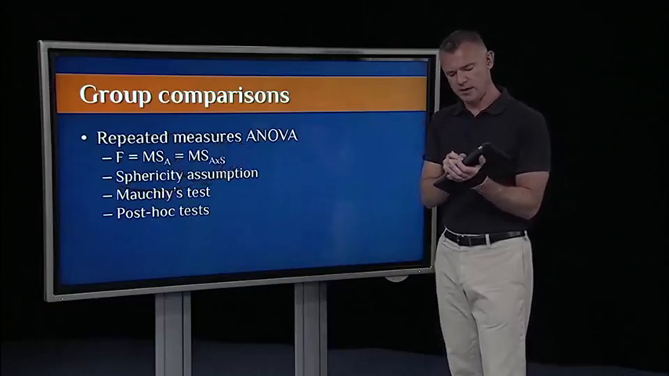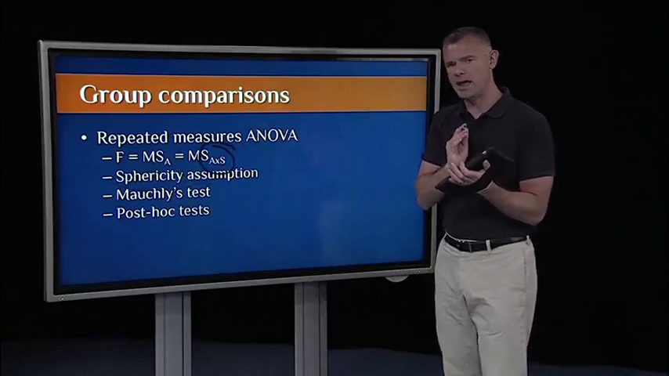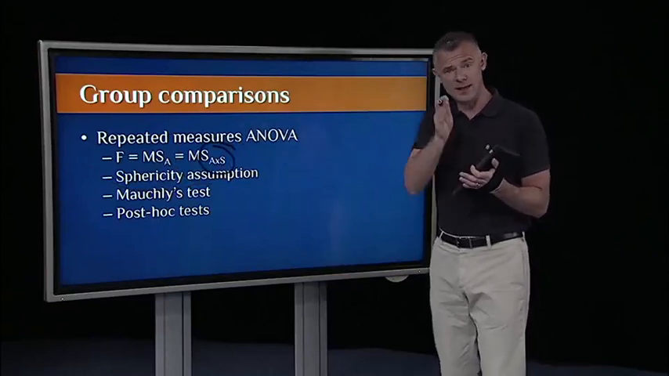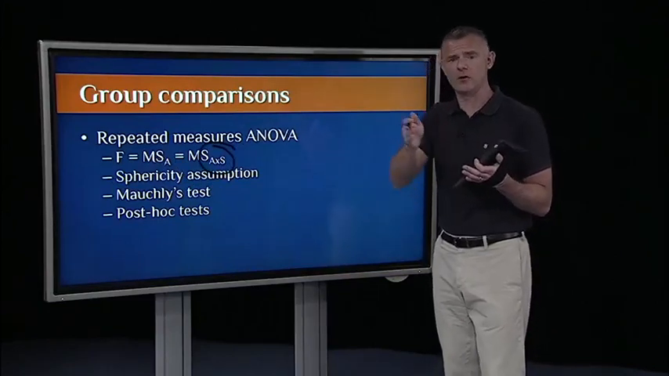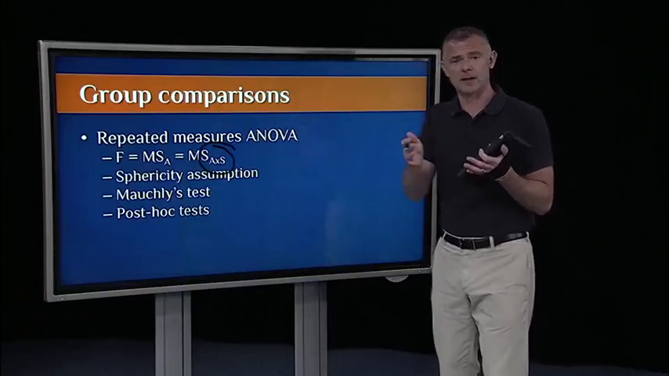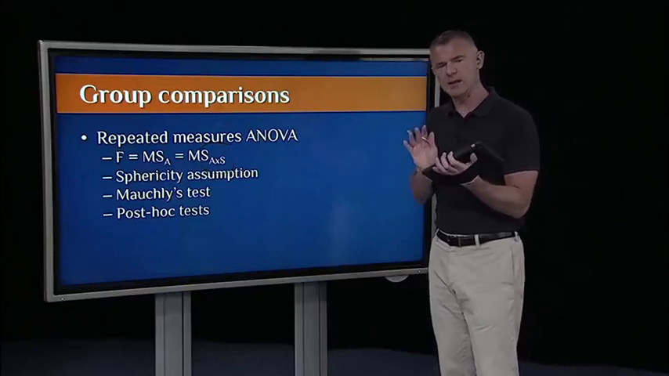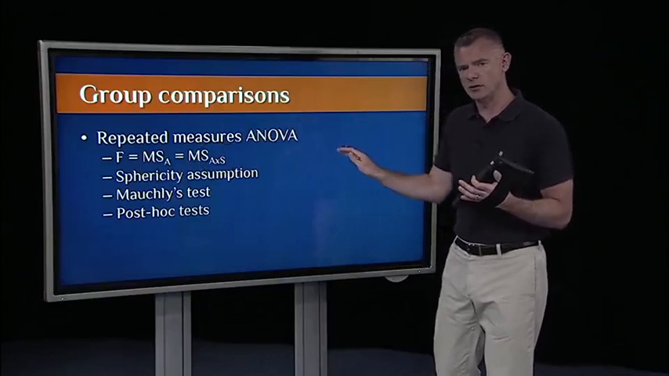So it's the interaction of A by S, or it's the inconsistent subject effect across conditions. That's the concept of interaction. That's the key difference in a repeated measures ANOVA.